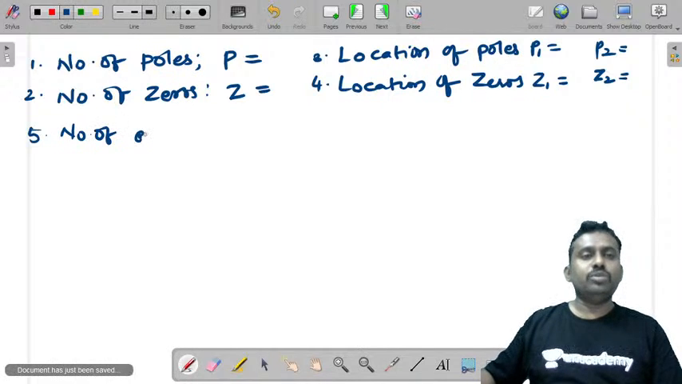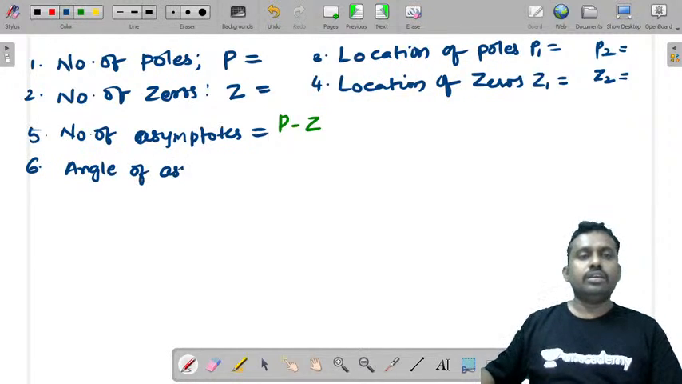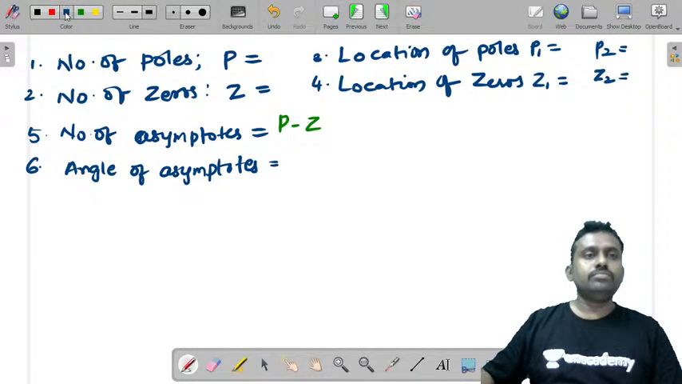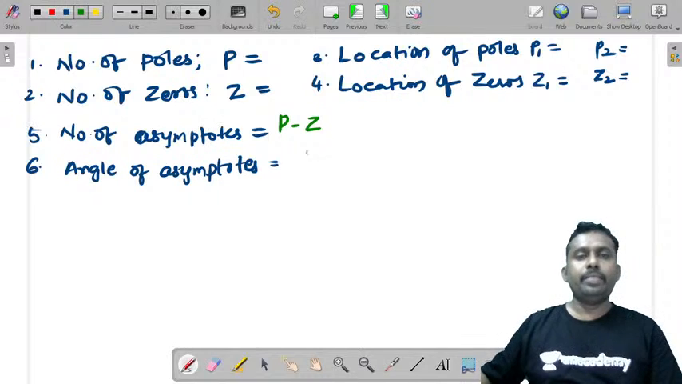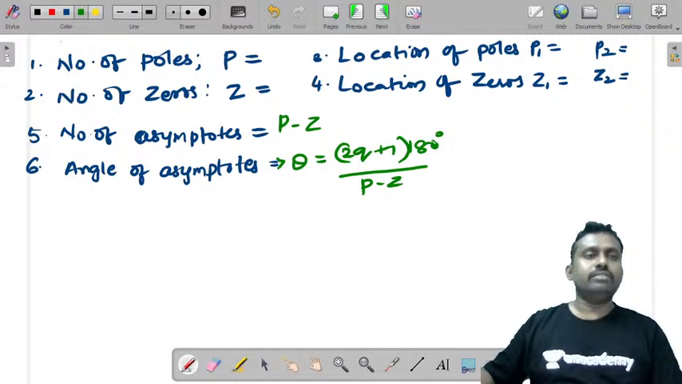Now these are some of the things that we write, and we need to know the number of asymptotes. Number of asymptotes is equal to p minus z, and angle of asymptotes is equal to (2q plus 1) into 180 degrees by p minus z. This is how you find the angle of asymptotes.